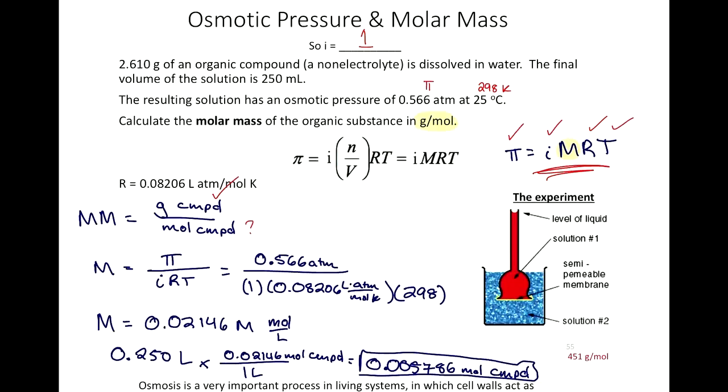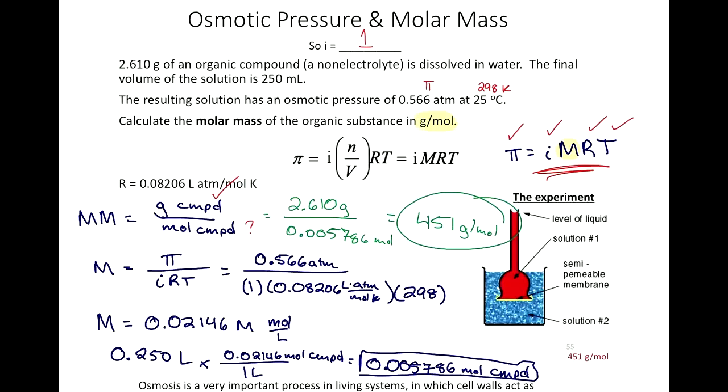So we couldn't just take that molarity straight. We had to utilize the volume that's given to actually calculate a mole amount. We have all the numbers we need to finish off this calculation. We were already given that we have 2.6 grams of compound, and now we divide by the mole amount we just got. And so we get a molar mass of 451 grams per mole, the approximate molar mass of this organic compound.